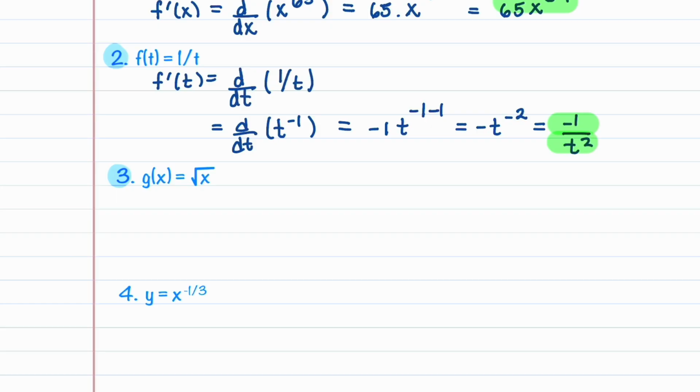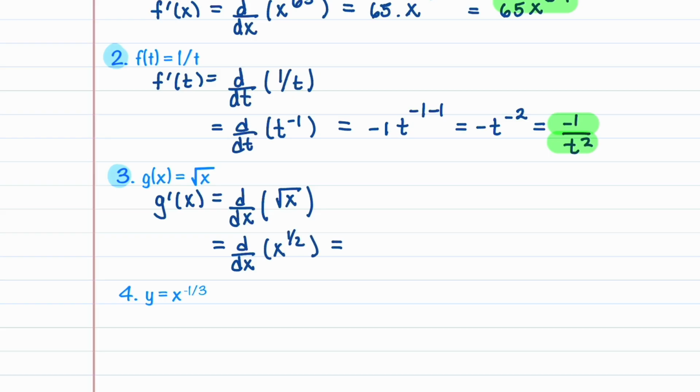Let's now look at our third example. This one is g of x is equal to the square root of x. We're going to write the derivative as g prime of x is equal to the derivative with respect to x of root x. To apply the power rule, we need to write the square root of x as x raised to a power. So we're going to write this as d dx of x to the 1/2.